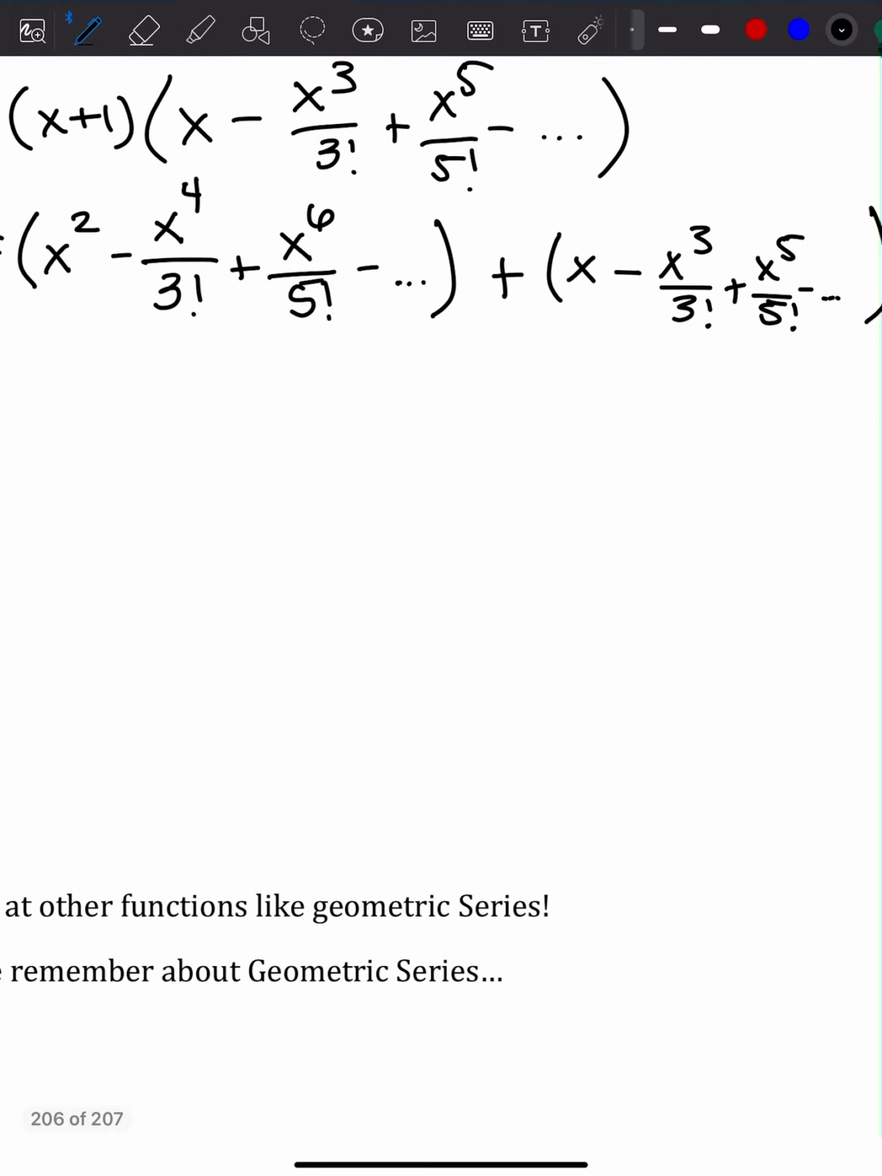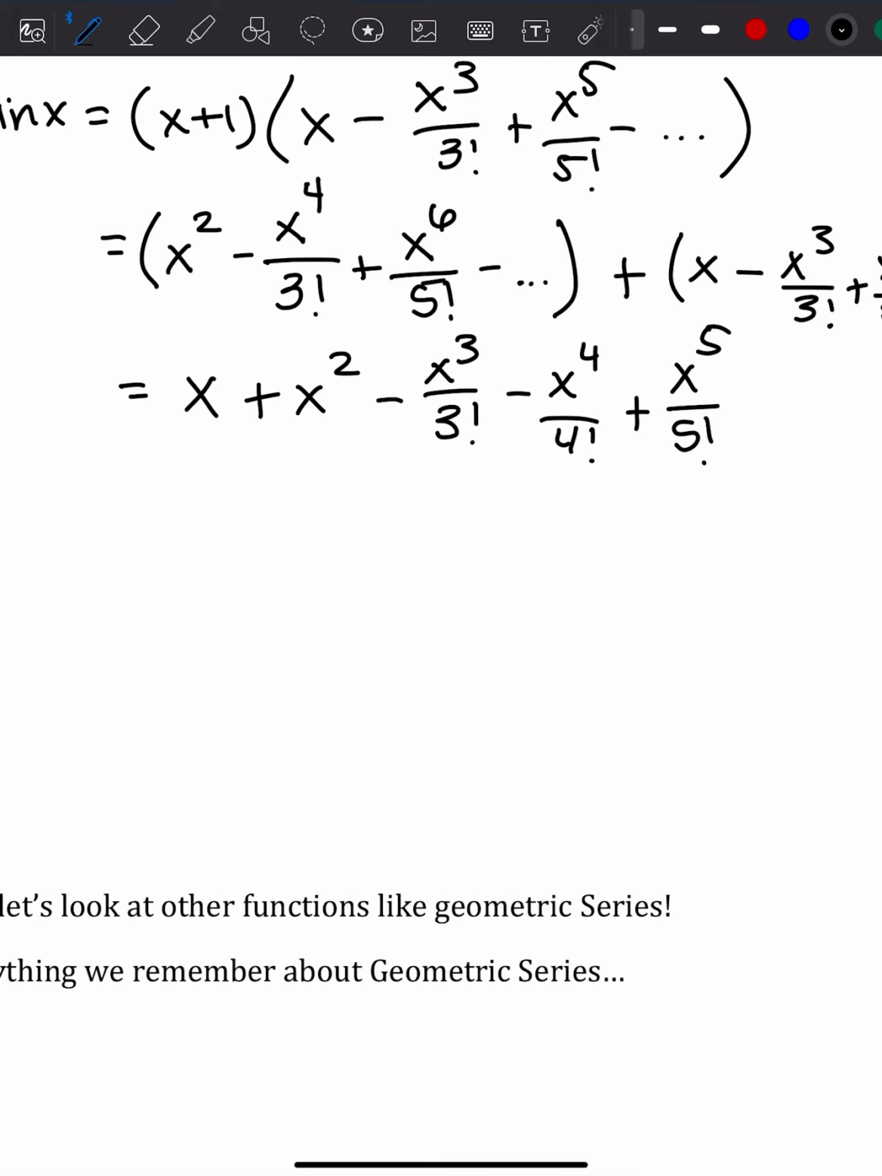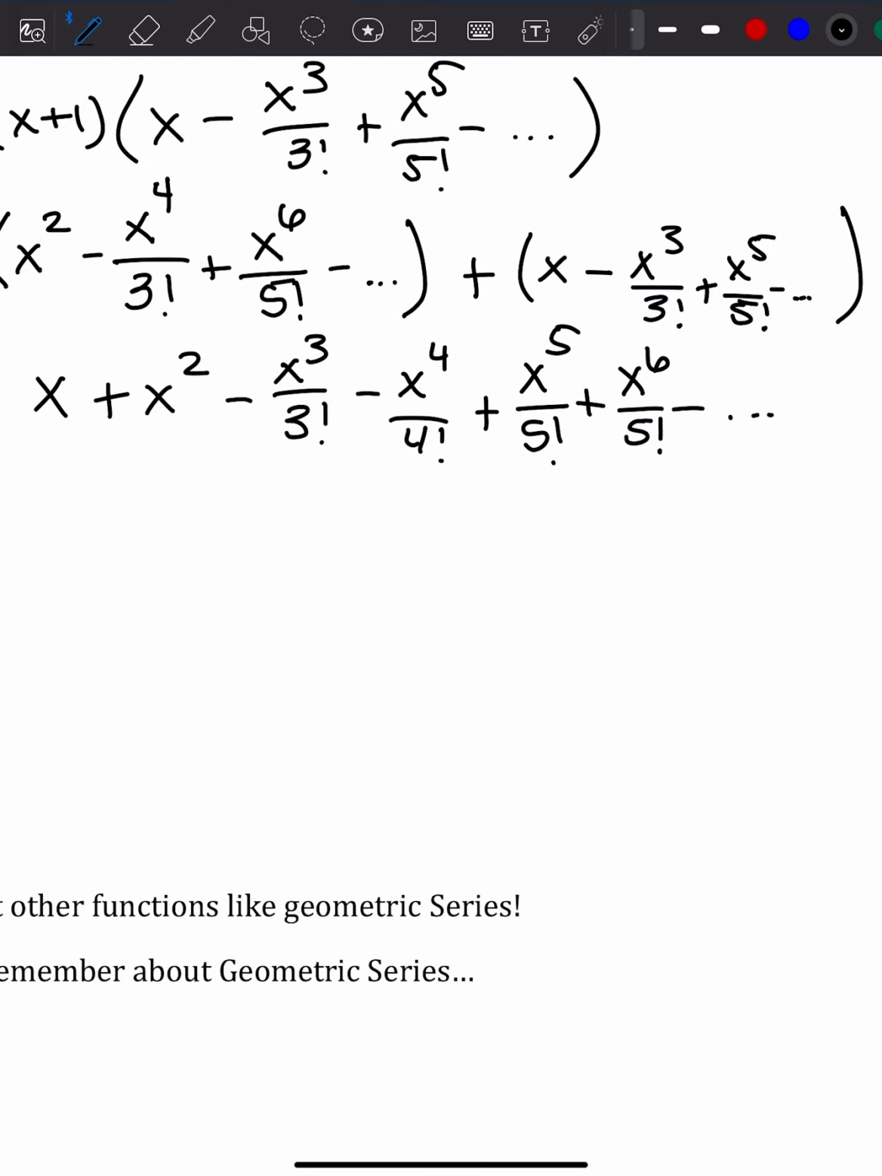Okay, now what we want to do is we want to order it by exponent. So the first exponent I have is x to the 1st, so I'm going to have an x. Then I have an x squared. Then I have an x cubed. Then I have an x to the 4th. Then I have an x to the 5th. Then I have an x to the 6th. And that's going to continue on.